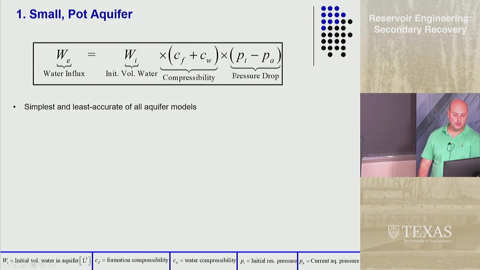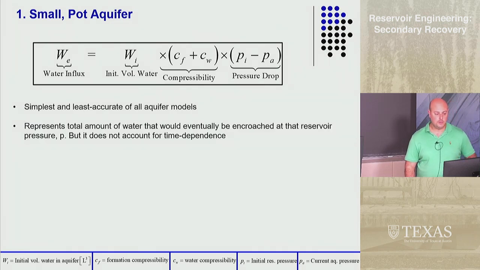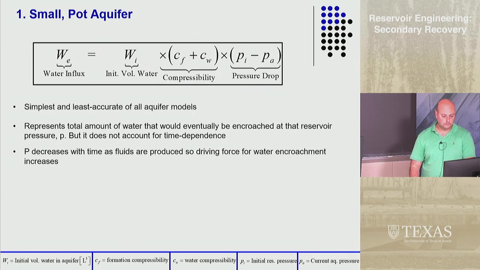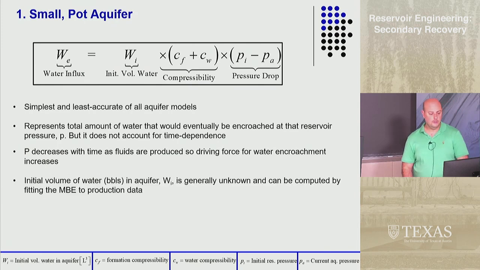Okay, this is the simplest and the least accurate of all aquifer models. It does represent the total amount that would come in if you had an infinite amount of time, but it doesn't include any time dependence in there, and that's important. And one of the reasons that's important is that in reality, the pressure at your reservoir-aquifer interface changes with time. So this term would really change with time. And so you need to account for that. That's what I said next.